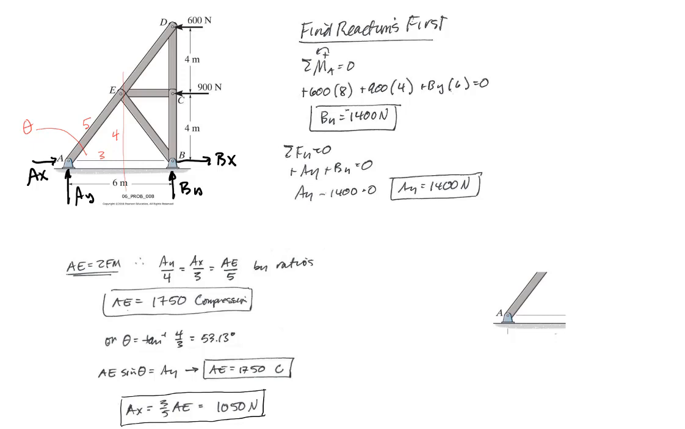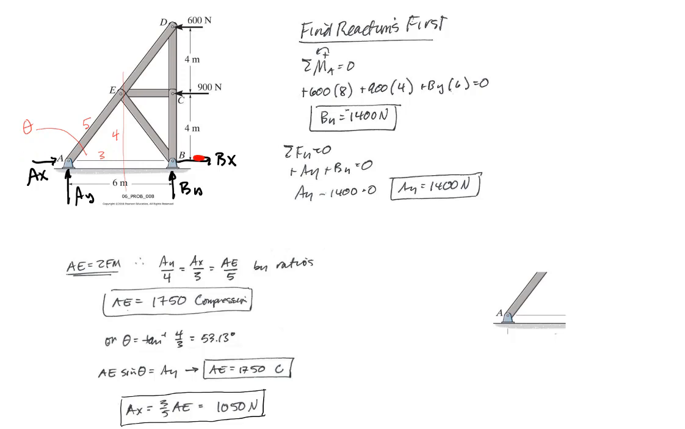Let's sum the moments about A and see what we get. Sum of the moments about A. I have these two forces times their lever arms. BX goes through A, BY has this lever arm, so I'm going to say that BY is equal to negative 1400. In other words, I drew that arrow incorrectly. But now I can sum the forces in the y for this whole structure. So AY plus BY is equal to 0, and I can see that AY is 1400, drawn correctly in that orientation.